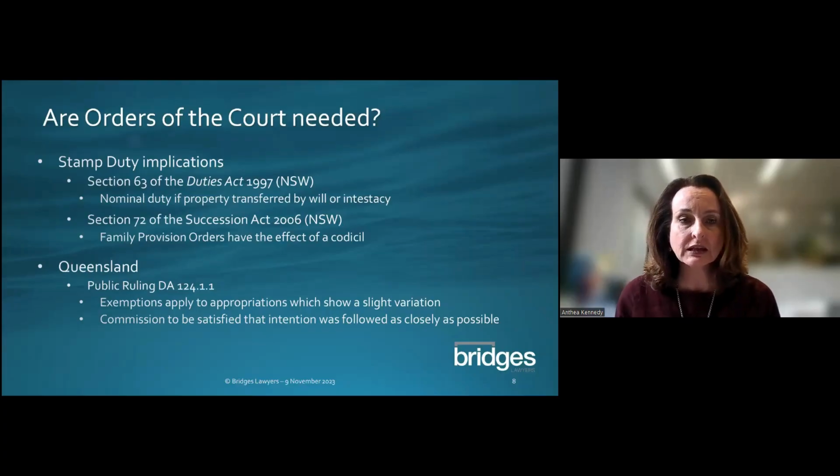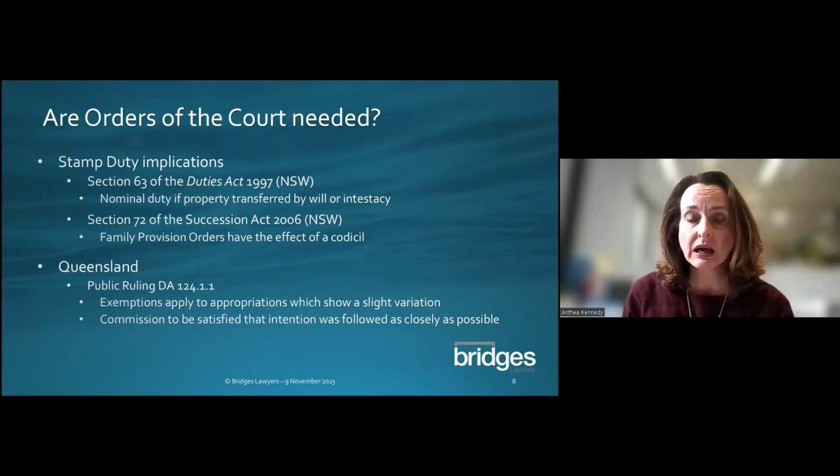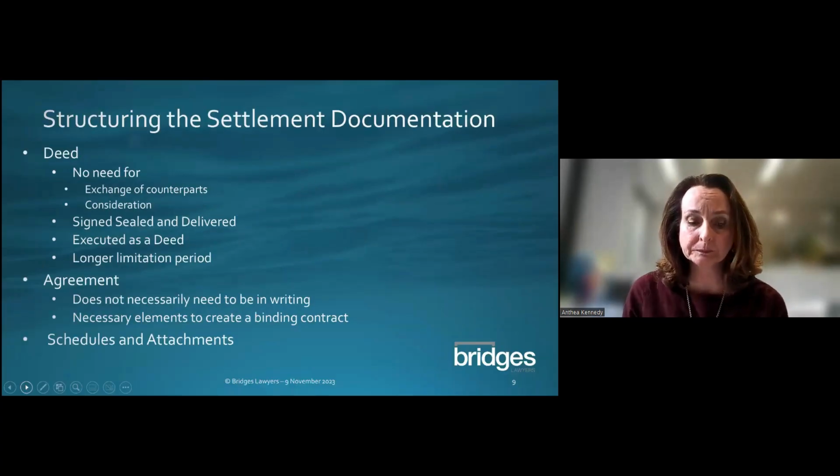In other jurisdictions, in Queensland, there is a public ruling stating that there's exemptions that apply to appropriations where there's only a slight variation, and the Commissioner has to be satisfied that the intention was followed as closely as possible. So where a beneficiary decides to take property in lieu of, or as part of, their entitlement, where that property is appropriated in Queensland, that should mean that the property is not liable for stamp duty, but only up to the value of the beneficiary's entitlement under the will.